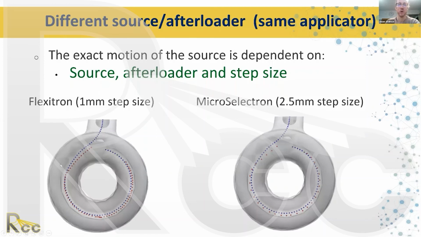So Flexitron, here's a 1 millimeter step size. Microselectron, 2.5 millimeter step size. And it's funny, you look at these red dots where the source actually goes, and it's tough to see. You'd think, okay, this looks like it's pretty symmetric positions. I don't see any issue. I can just deliver. No, it's very subtle, but if you reconstruct properly on this side, you might have a 5 millimeter offset on this side. So it's sort of tough to visualize, and that's why this commissioning process is so important.